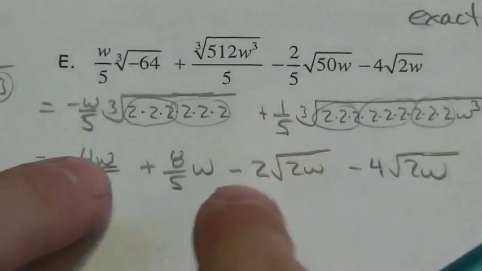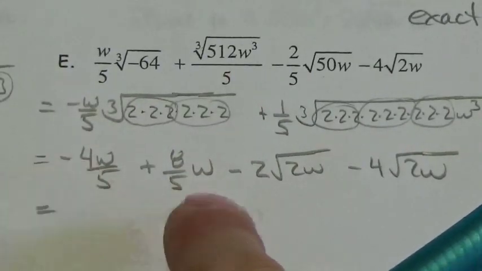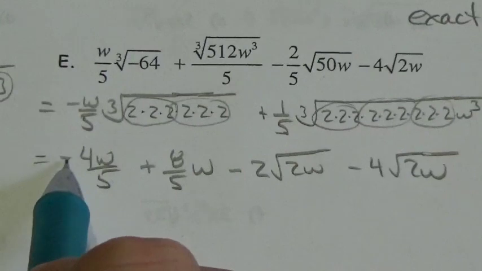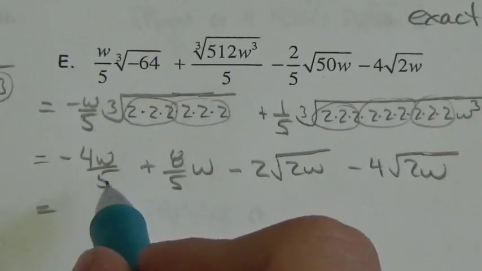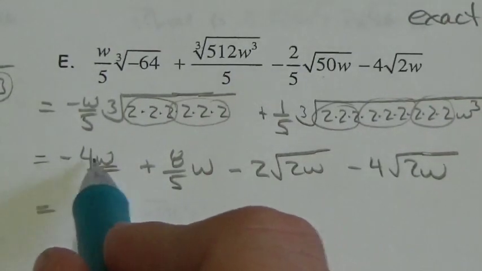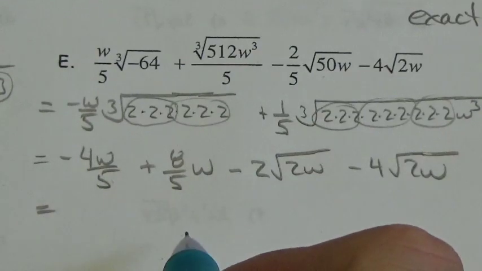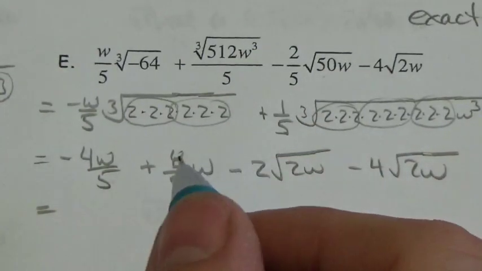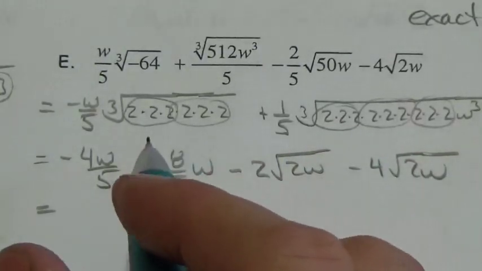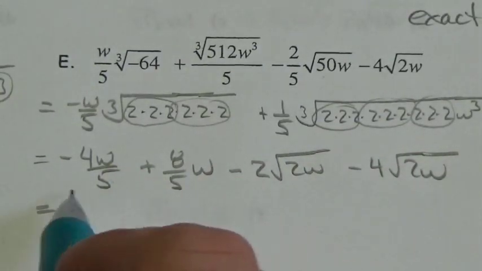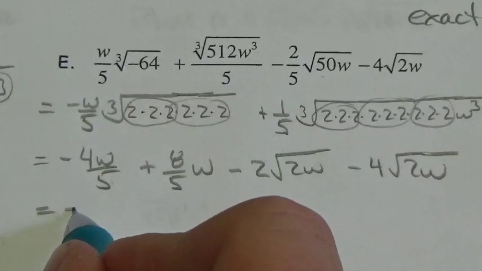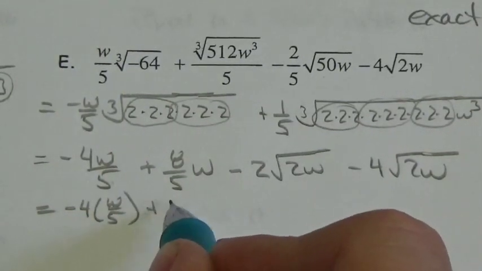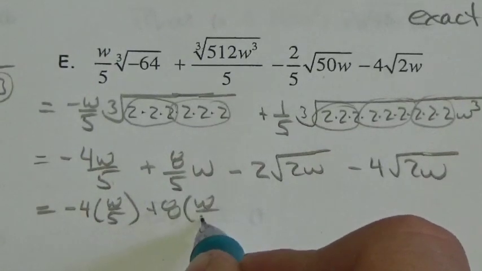These are like terms because the variable portions of them are identical. So negative 4w over 5 plus 8w over 5. I'm simply going to add the numerators together. And this is like negative 4w's plus 8w's all over 5. Or actually, a better way to think about that, maybe I should take the opportunity to talk about this. Dealing with fractions here, you might want to think of this as negative 4w over 5 plus 8w over 5.